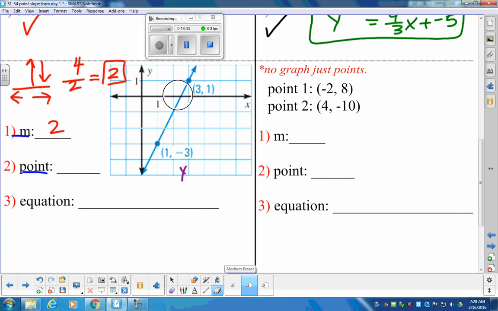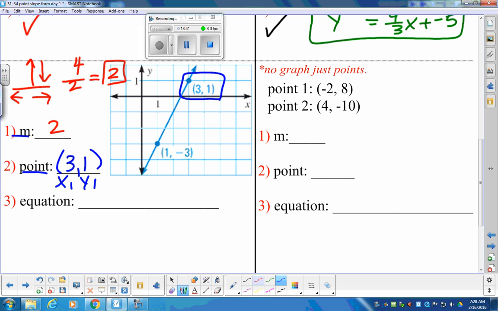All right, guys, pick one of these data points. It doesn't matter which one, and plug in. So I'm going to plug in this one. 3, 1 is going to be my data point, x1, y1. It really does not matter. I can prove it to you in class if you're struggling with that, but it does not matter which data point you pick. We have y minus y1 equals m multiplied by x minus x1.